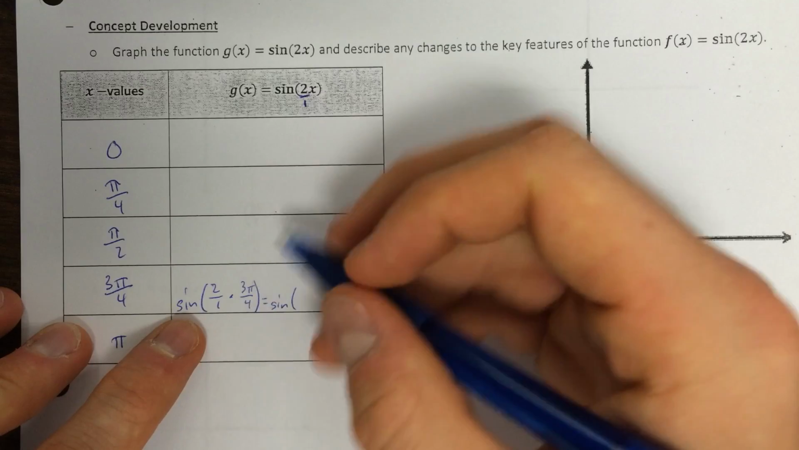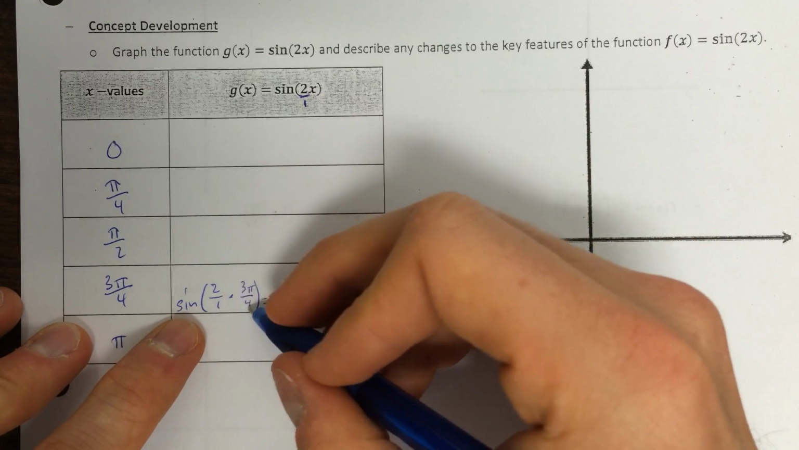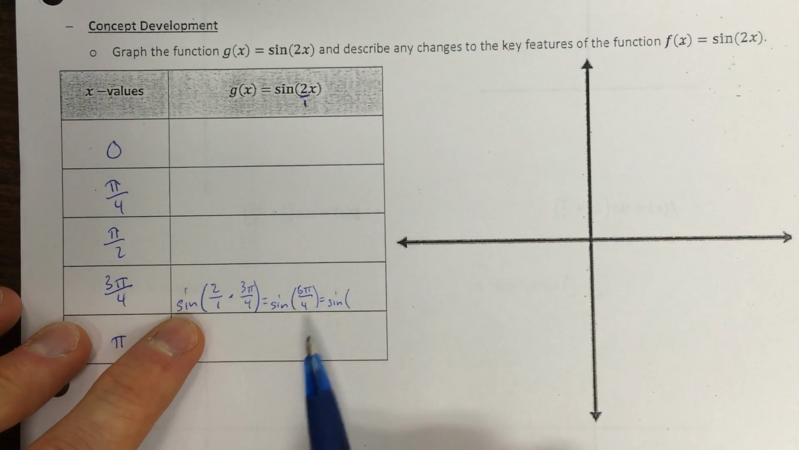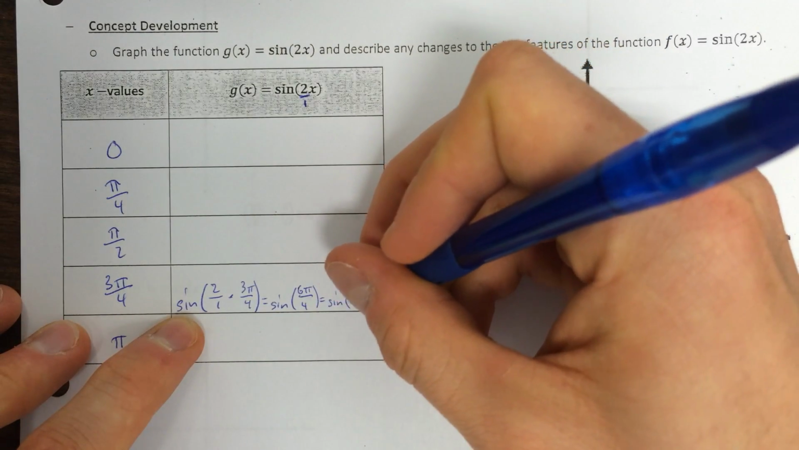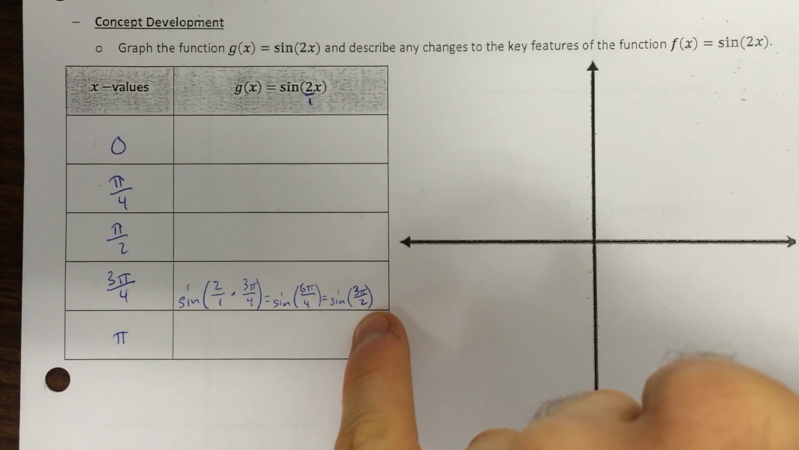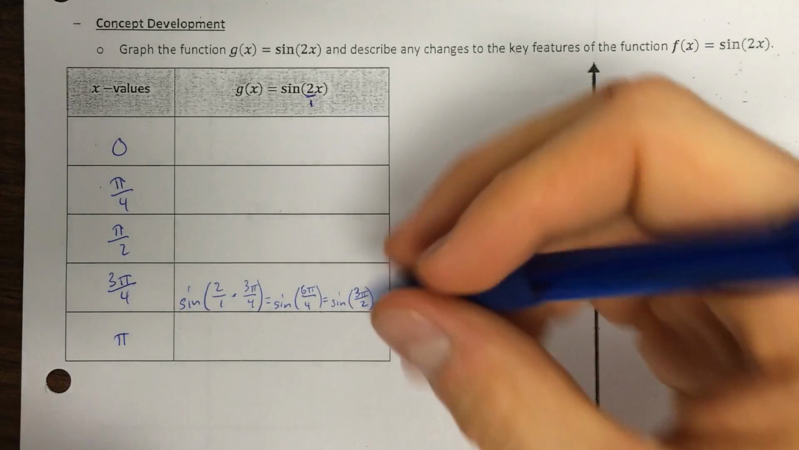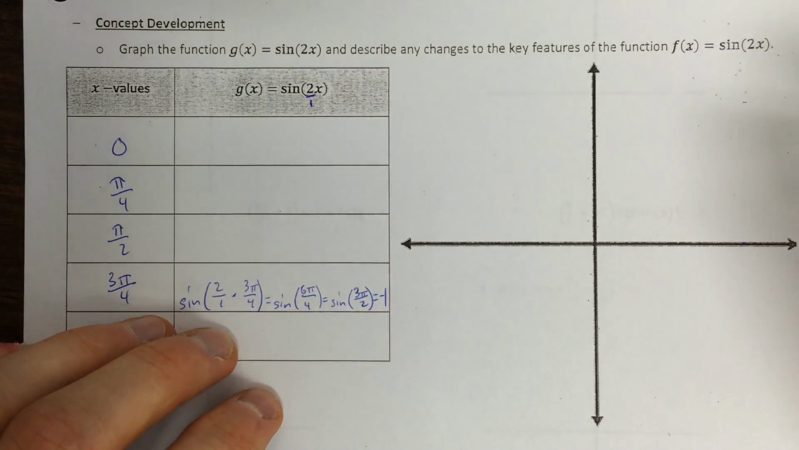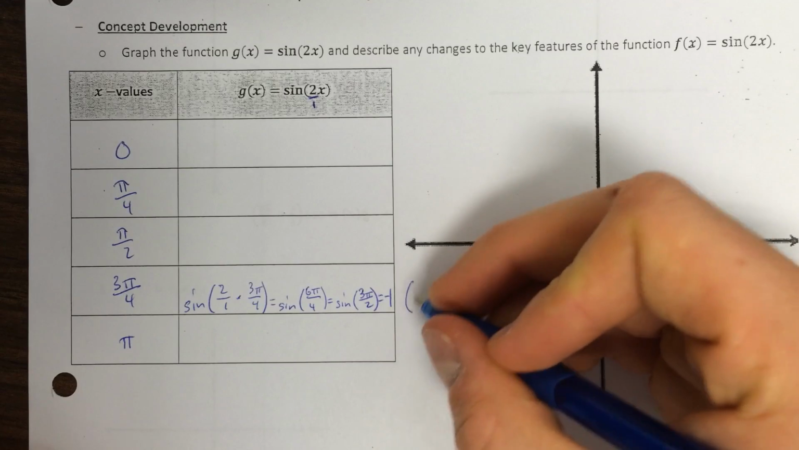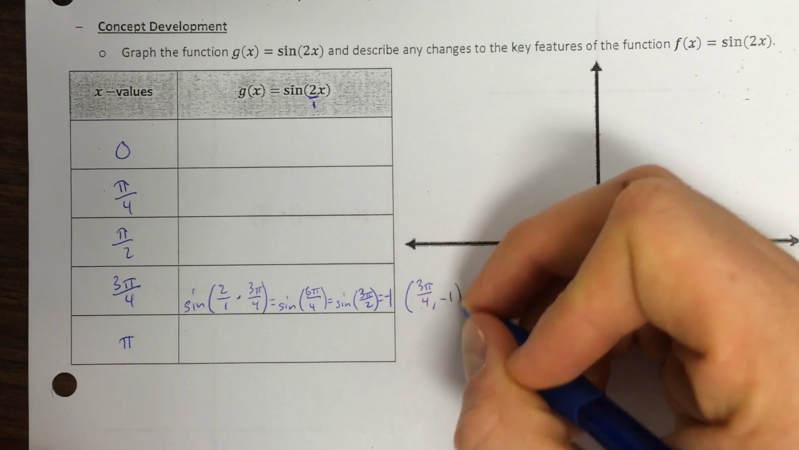If we multiply, 2 times 3 pi would give us 6 pi, and 1 times 4 would give us 4. Then we can simplify this fraction, 6 pi over 4. 2 goes into 6 evenly, 2 goes into 4 evenly, and so this simplifies to 3 pi over 2. We can either look at the graph of sine or the unit circle. Either way, sine of 3 pi over 2 is going to be -1. So our ordered pair is 3 pi over 4, comma, -1.